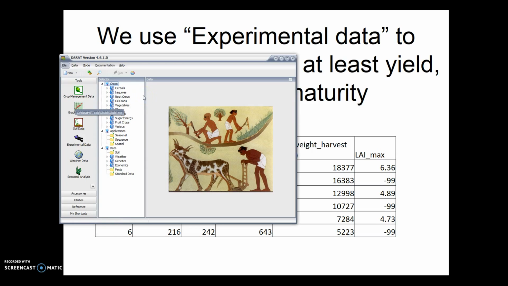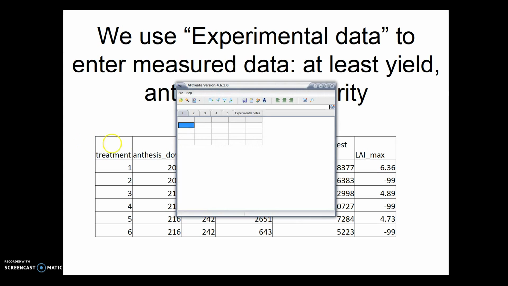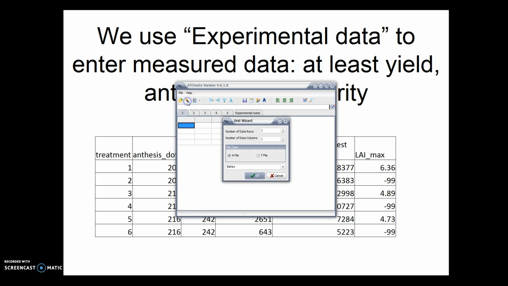We open DSSAT 4.6 and click on Experimental Data, and then we have here a working area. First, with the wizard, we can define the number of rows and columns. The number of rows is going to be equal to the number of treatments, which are 6. And let's think about 5 different variables. This is going to be an A file, which is what we need to do the calibration.